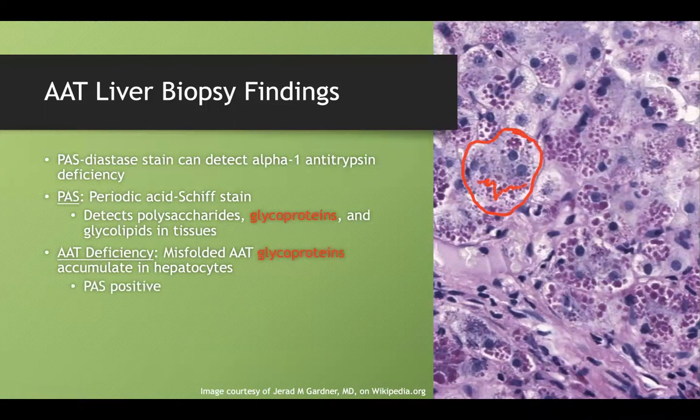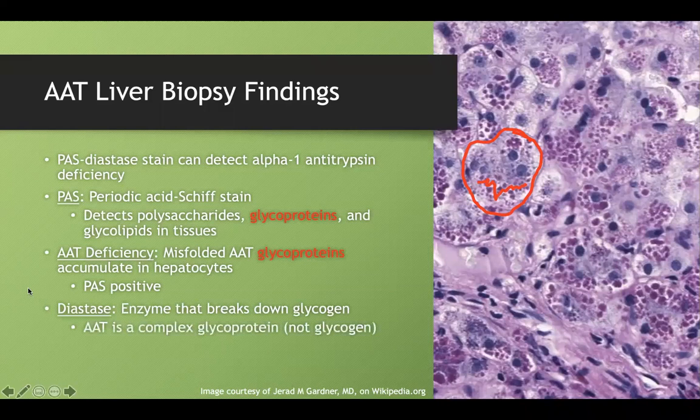Well, that's where we have, oh, sorry about that. This is just simply stating what I just said. If you're PAS positive, something's going to stain purple here, and that's all the glycoproteins. Now, going back to what I just said, how do we tell whether all of this material that's lighting up on the biopsy is glycogen versus a glycoprotein? Well, the nice thing is, not only do we have a PAS stain, we can also stain this with something called diastase. And diastase will break down that glycogen. And because alpha-1 antitrypsin forms misfolded glycoproteins instead of glycogen, you'll still have that glycoprotein present after the biopsy specimen was stained with diastase. So it'll be diastase resistant.